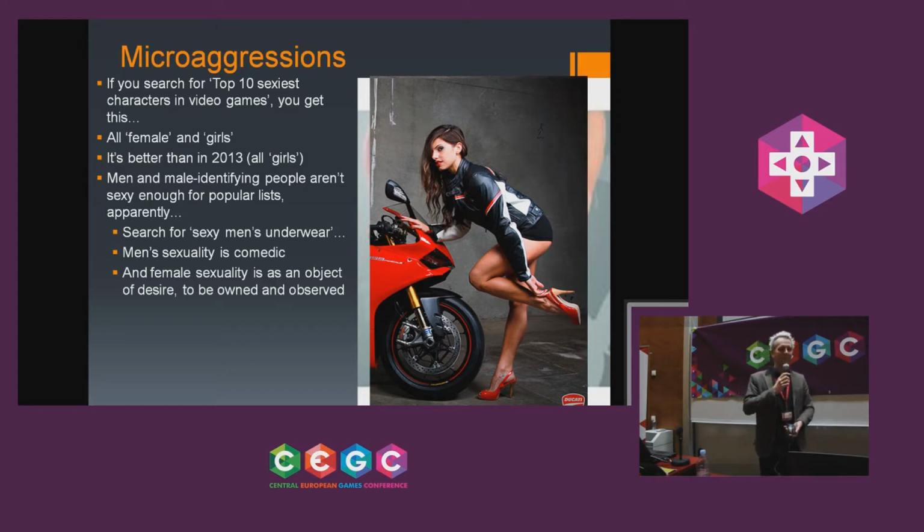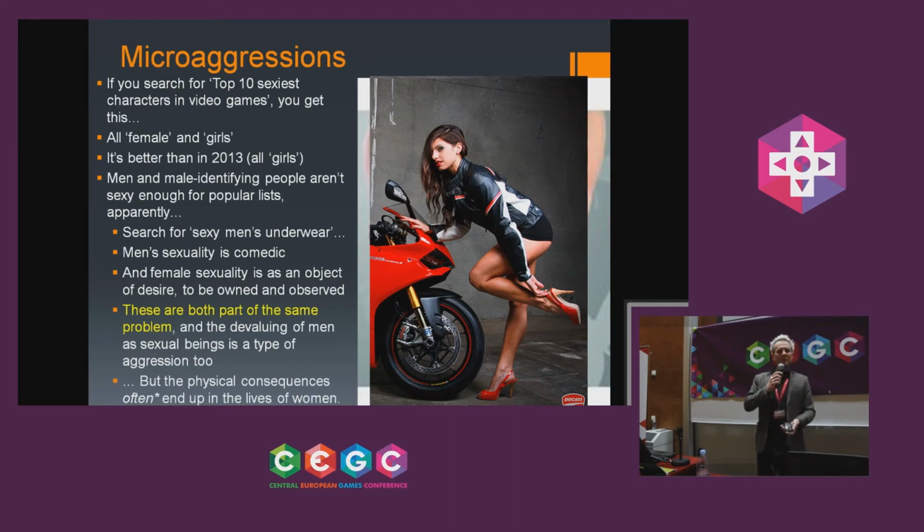And that's weird, because it seems like you're trying to buy the woman alongside the bike, and that's not quite right. So these problems are both part of the same problem, and the devaluing of men as sexual beings is also a type of aggression too. But the physical consequences often end up in the lives of women. So we're basically laughing at men, taking the power of sexuality away from men, but that makes men angry, feel disempowered, and women are being given no power and objectified, which men with no power then seek to own them, and then we get into all kinds of horrible sexual violence. And that's really not good.